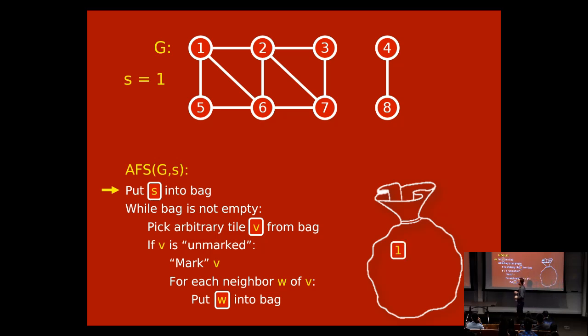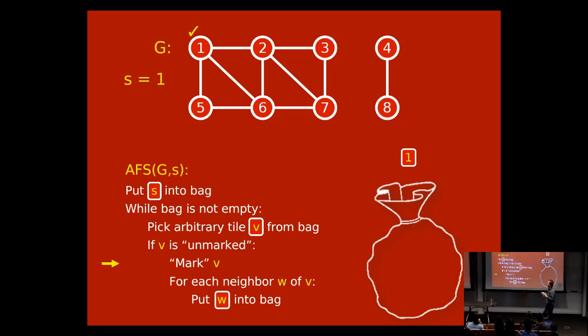First step, S is 1 here. We put a tile with 1 written on it into the bag. So there it is. Notice S is still not marked yet. That's okay. Then we hit the main loop. The bag is not empty, so we pick an arbitrary tile out of the bag. Well, there's only one tile, so we pick this one. We check to see if it's marked or not. So far it hasn't been marked, so we mark it.